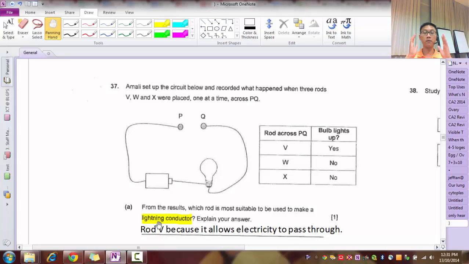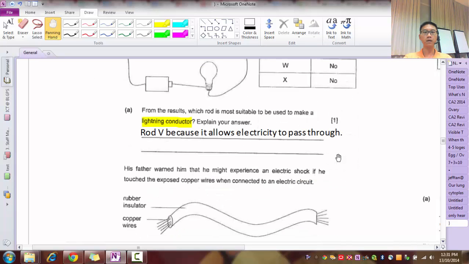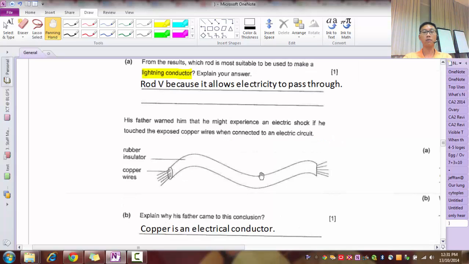So your lightning conductor has to be an electrical conductor. And so rod V is used because it allows electricity to pass through based on this result here. When I put V across P and Q, the bulb lights up. So that means it allows electricity to pass through. The father warned that he might experience an electrical shock if he touches the exposed copper wires. Why? Because copper is an electrical conductor. Because it conducts electricity, when you touch it, you will get an electric shock.